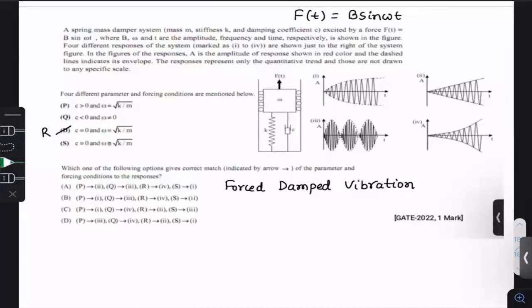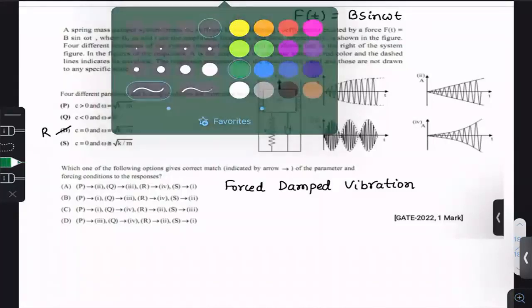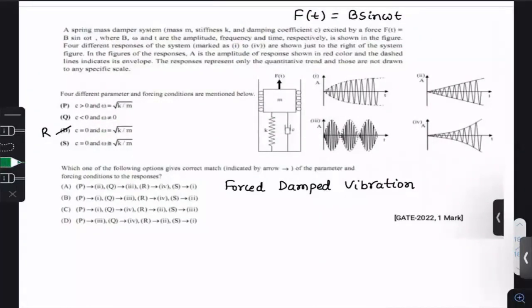Here everyone, when C is greater than 0, omega is like this. When C is equal to 0, we can go by the third case. When C is equal to 0, what can we do, my dear? We can start because this one is easy. Case R.